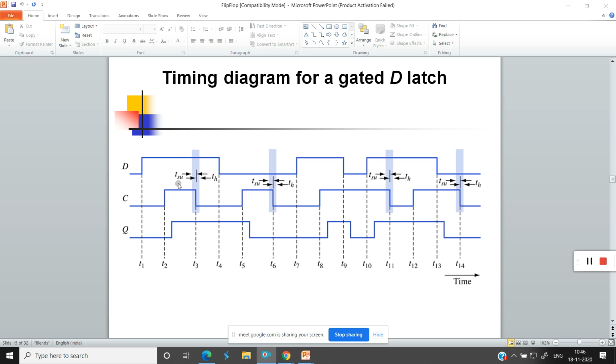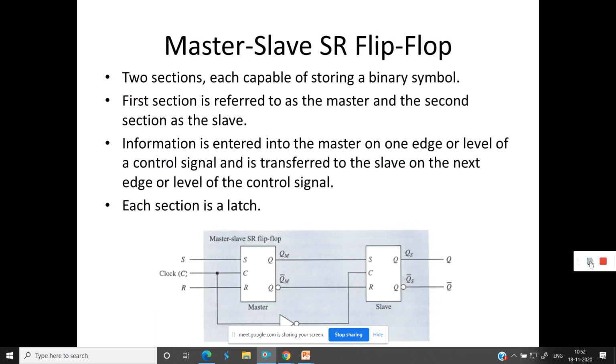Next you can see here, this is the setup time, where the clock becomes 1 to 0. This is the setup time, before application of the clock signal. Hold time is after the latching action has occurred. Setup time and hold time.